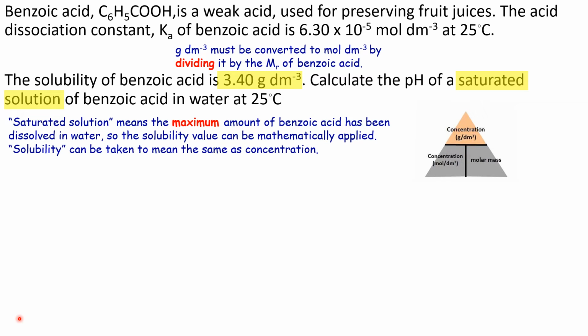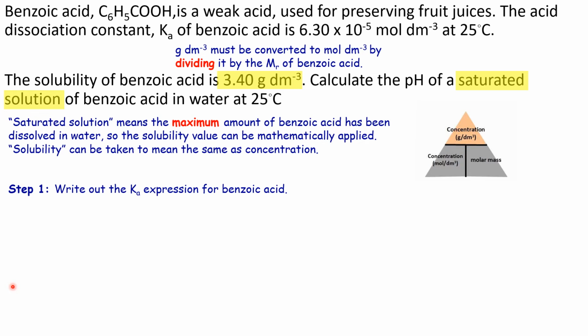So I got 122 by multiplying the number of carbons. So 6 carbons by 12, plus 5 times 1, another carbon which is 12, 2 oxygens is 32, and a hydrogen is 1. So adding all that up gives you 122.